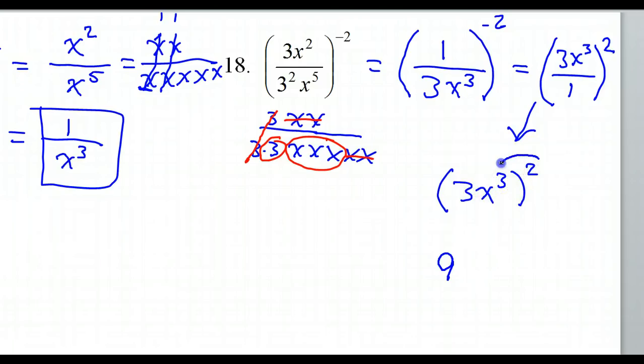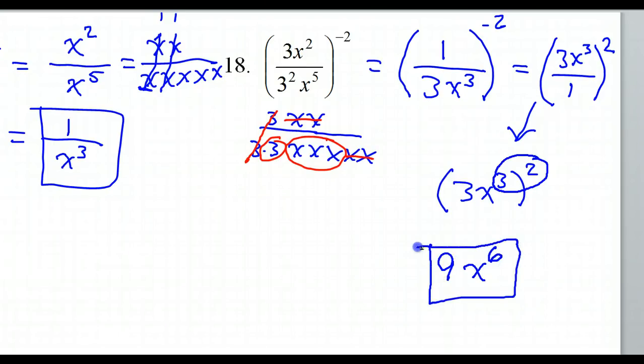Now, when I do this part, though, this is that power to a power. This is when you multiply. 3 times 2 is 6, so I'll have x to the 6th power. One more time, notice the difference. If you have a regular number, you have to actually do the power like 3 squared. You do not multiply. You only multiply when you have an exponent and another exponent.